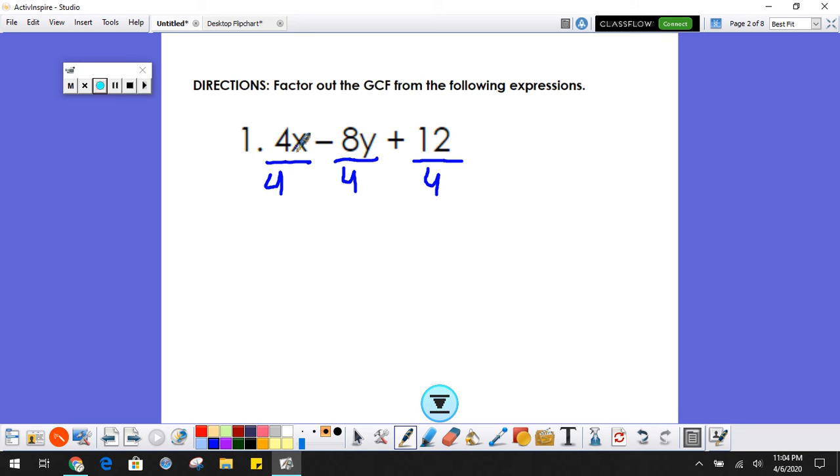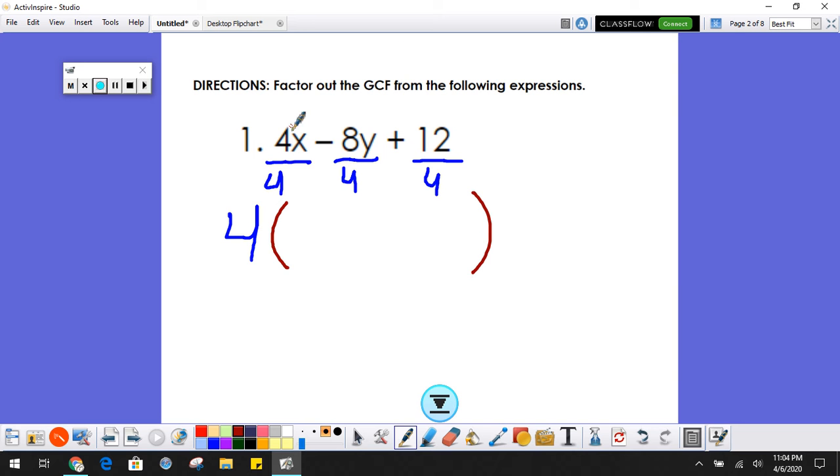Then I look, 4x, 8y, 12, no variable. So they don't have a variable in common. So the only thing I'm able to divide them all 3 by is 4. So this 4 that's along the bottom that I'm dividing by goes outside the parentheses. And then whatever I have left is going to go inside parentheses.